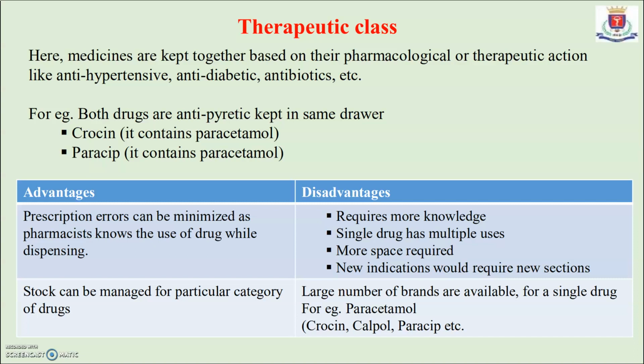So here what is the advantage? Prescription errors can be minimized as the pharmacist knows the use of the drug while dispensing. But the disadvantage: the person in the pharmacy requires more knowledge. A single drug has multiple uses. More space is required. A new indication would require a new section.